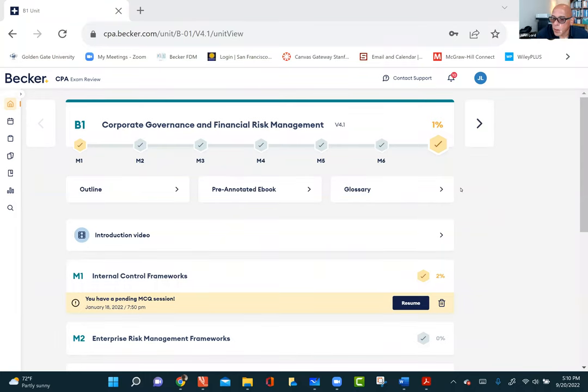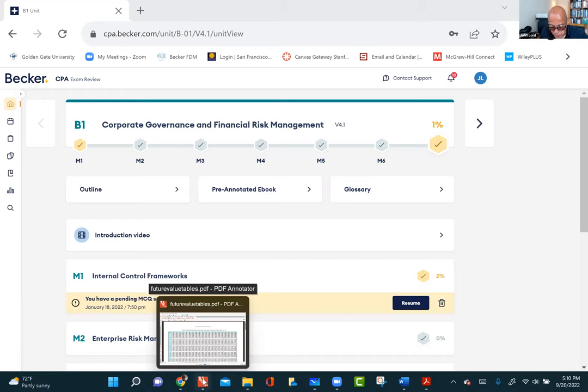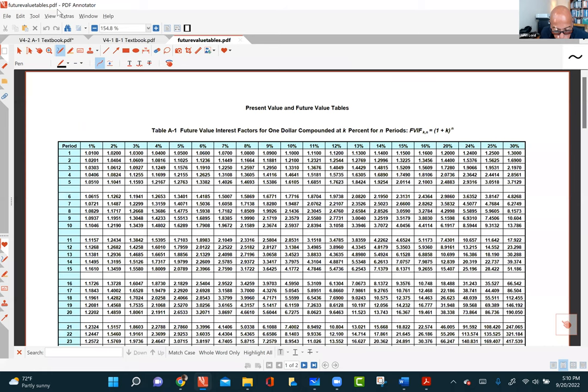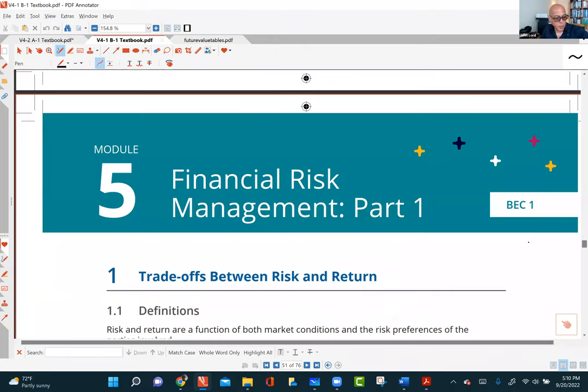And we can go ahead and start to take a look now at the module. That's where we left off. Okay, and what we're going to do is continue the discussion of risk management.